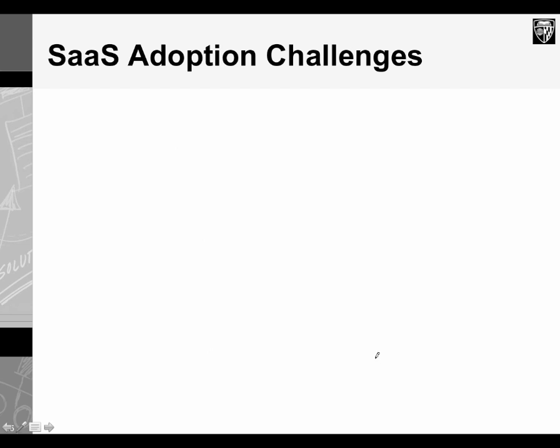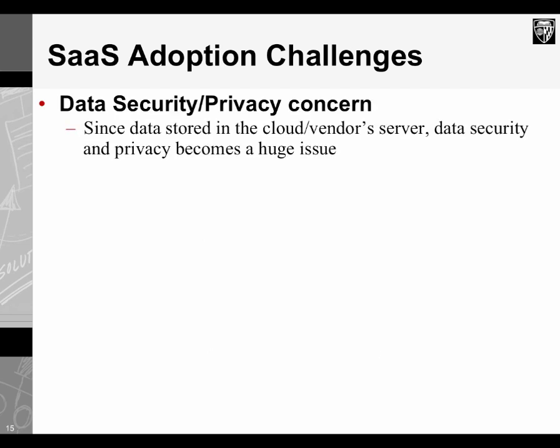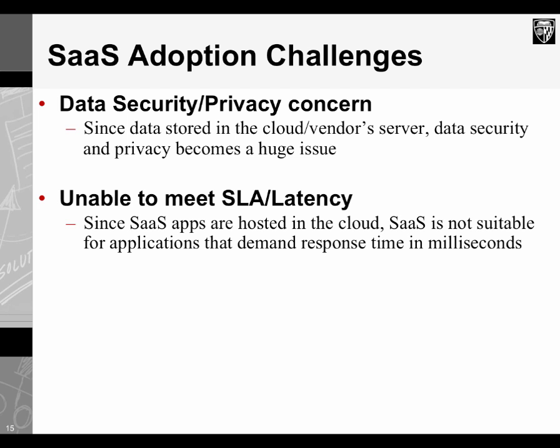In terms of SaaS adoption challenges, data security and privacy has always been a concern. You are putting your data into the cloud. People are concerned about that. There is also the inability by the SaaS provider to meet the SLA or the latency. The customer may have very strict, stringent SLAs that the SaaS provider may not be able to meet.